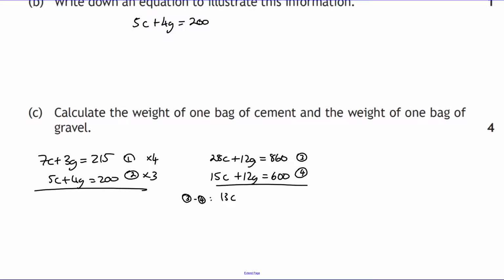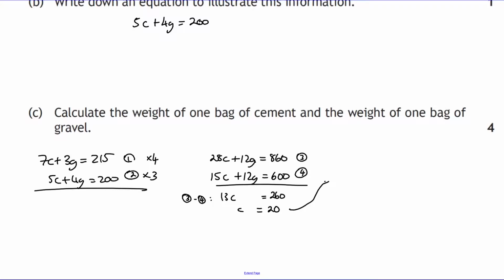12 take away 12 does in fact cancel out. 860 take away 600 is 260. You can see it's actually going to cancel down. If we divide by 13, it's going to give us a nice number. So c equals 20. Now, that's the weight of one bag of cement.